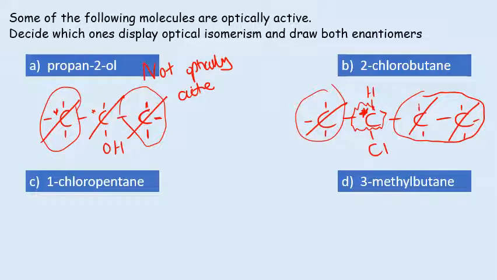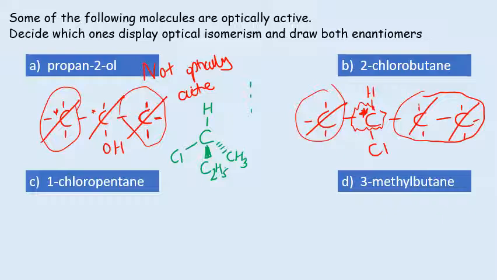Now I've been asked to draw the enantiomers if it does display optical isomerism. So I'm now going to draw this chiral carbon and I'm going to show it as a 3D tetrahedron. So there's my tetrahedral structure. Now it doesn't matter on my first molecule where I draw the four groups. I just need to draw the four groups on. I know the four groups are H, CH3, C2H5 and Cl. So I can draw those in any order I like.